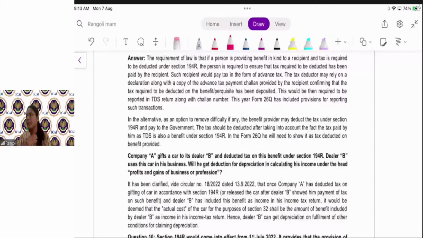Say for example, I give a laptop to my customer free of cost. Then how will I make sure that the TDS is deposited on it? Say the value of the laptop is 1 lakh rupees, so I need to deduct 10,000 TDS. In that case, you have to ask your customer to make an advance payment of tax of rupees 10,000. You have to obtain a declaration from your customer that they have deposited 10,000 tax on the laptop to the government. After that, you can release the laptop to them. So it is your duty as a payer to make sure that tax has been deposited on the value of the perquisite.